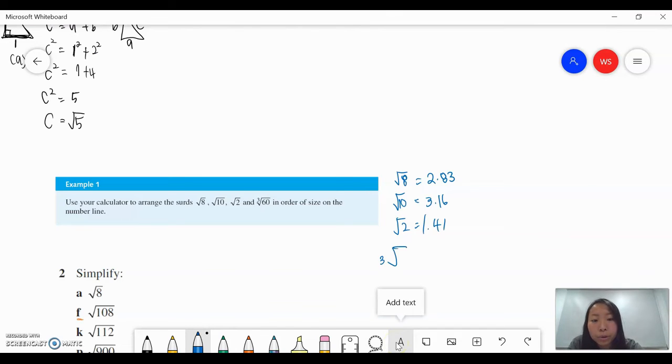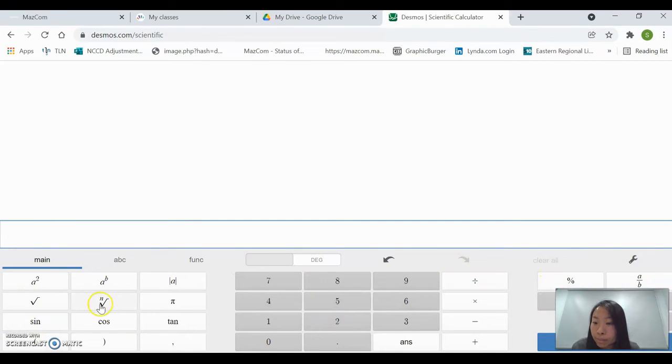And cube root of 60, right? So cube root just basically means what is that number times that number, that same number, that times that same number, right? So 3 times that you repeat, all right? So if you cube root that, okay, we do get 3.91.